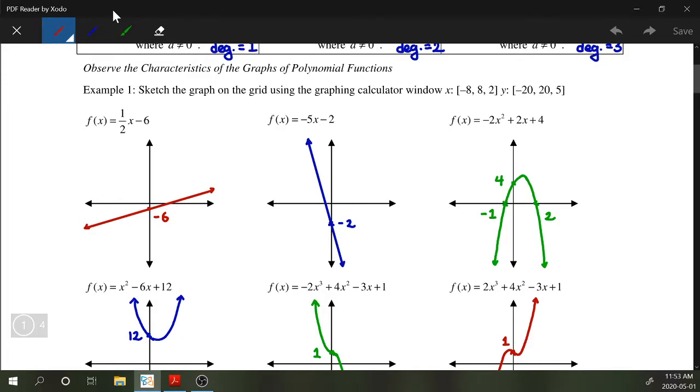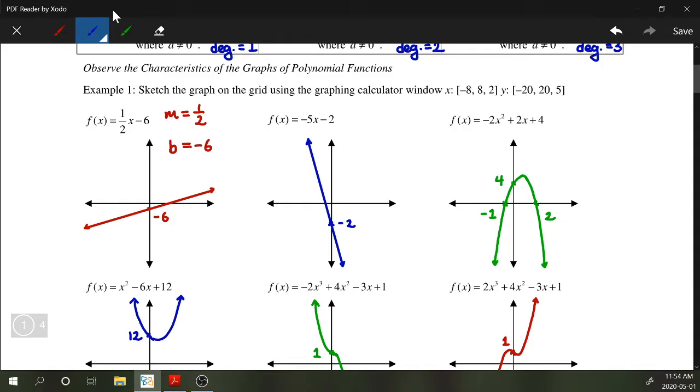Here we have f of x equals 1 half x minus 6. This, of course, you recognize as slope-intercept form, where the slope of the graph is 1 half and the y-intercept is, actually, negative 6. So m equals 1 half and b equals negative 6. It has a positive slope, 1 half is still positive, and the y-intercept is negative 6, so you can see the sketch of the graph right here.